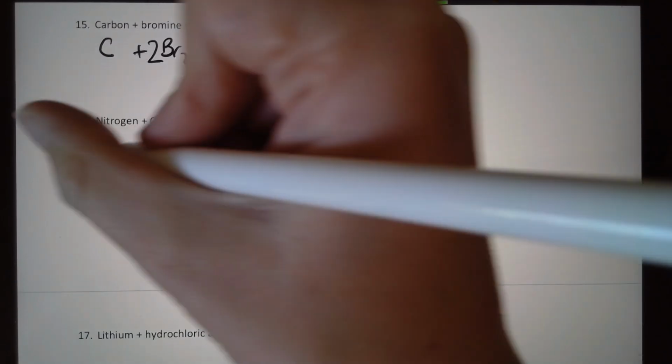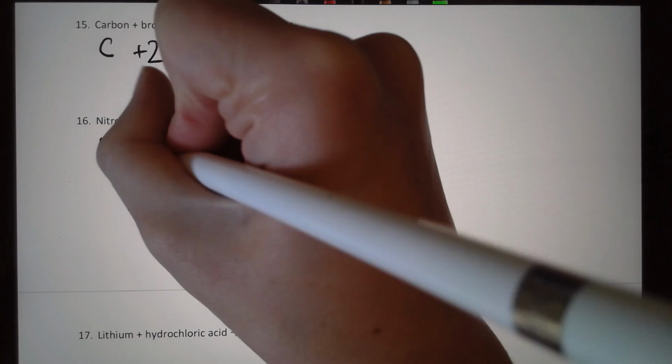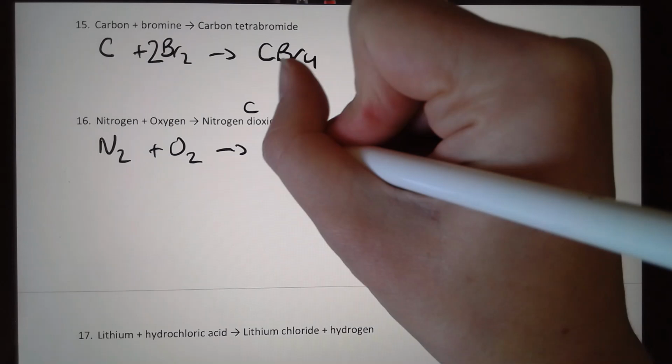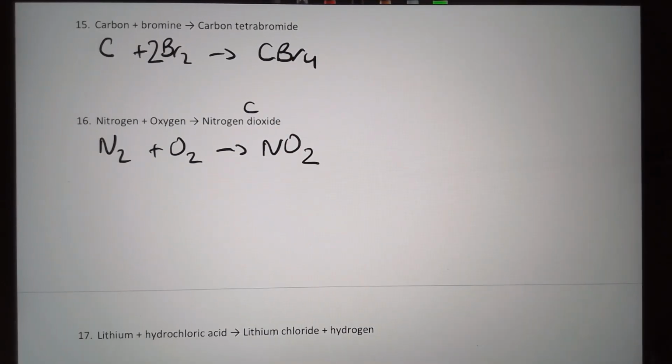Nitrogen and oxygen. Nitrogen is an element, it's diatomic. Oxygen is an element, it's diatomic, and it's forming a compound, nitrogen dioxide. The name suggests it's nitrogen with 2 oxygens, making it NO2. 2 nitrogens on the left, I need 2 nitrogens on the right. That means I've got 4 oxygens now on each side.